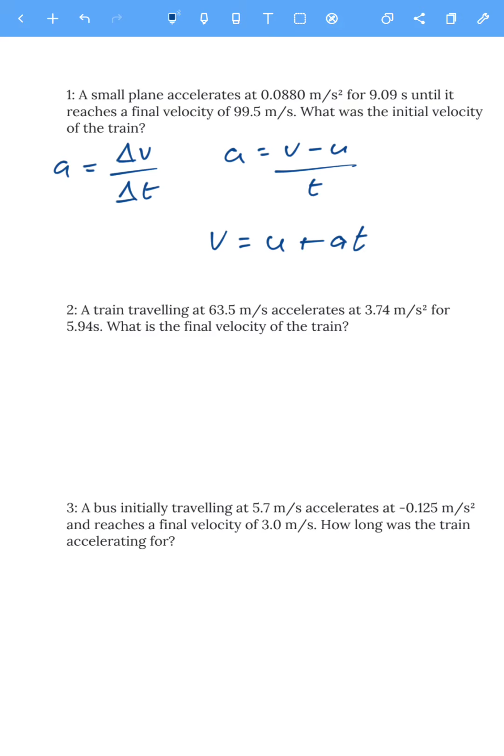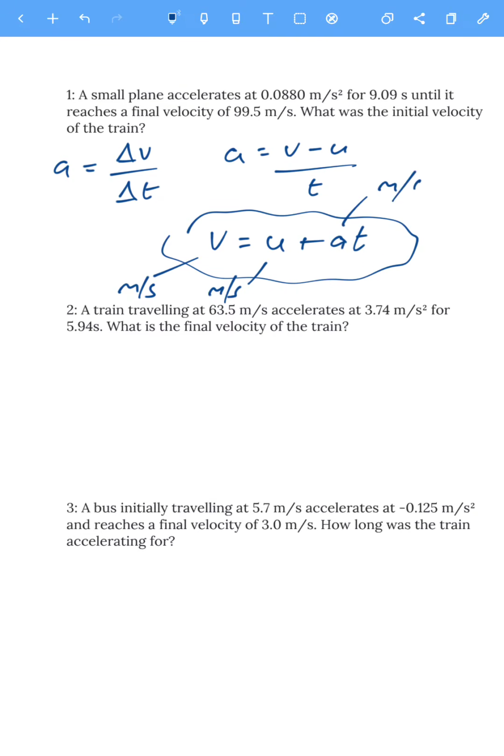The one that I typically would use if the question's a little bit more complex would be the bottom one, this one here. And I'll just go through the units. V, the final velocity, is in meters per second. U, being the initial or starting velocity, is also in meters per second. Acceleration, remember, is meters per second squared. And time is in seconds. Okay, so hopefully that's okay.